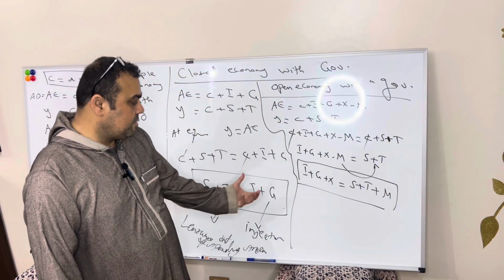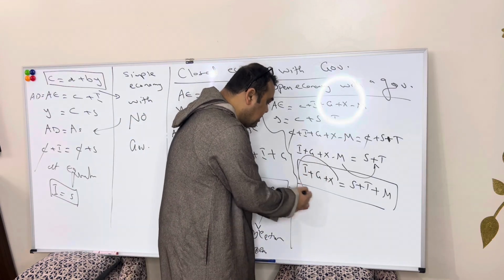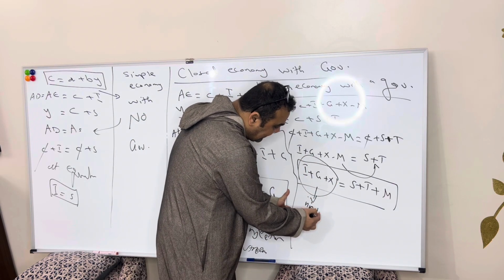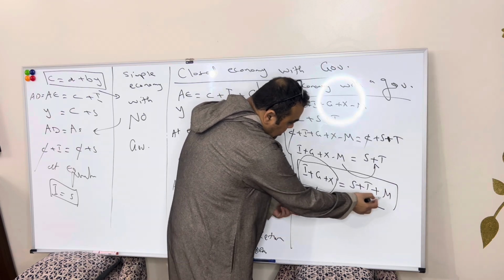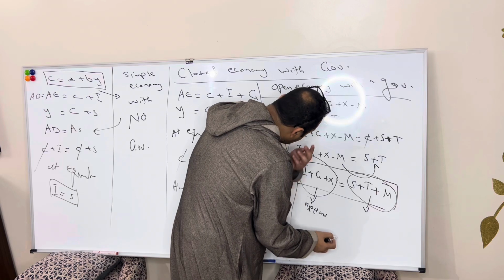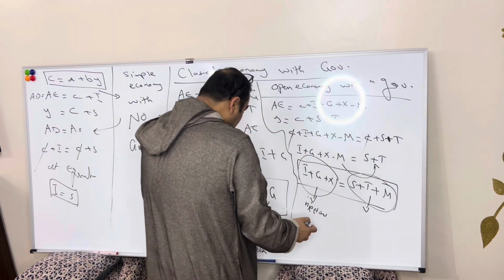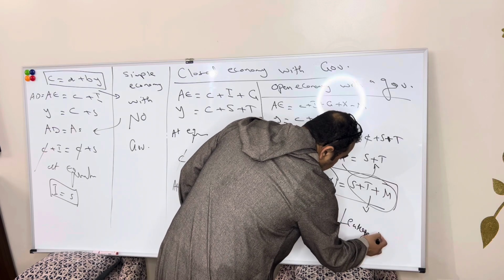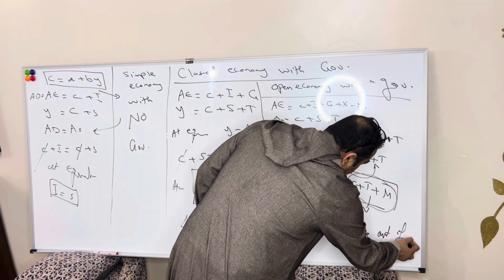At equilibrium, these are injections. Injection means عوامل حقن. And here, the leakages out of the spending stream.